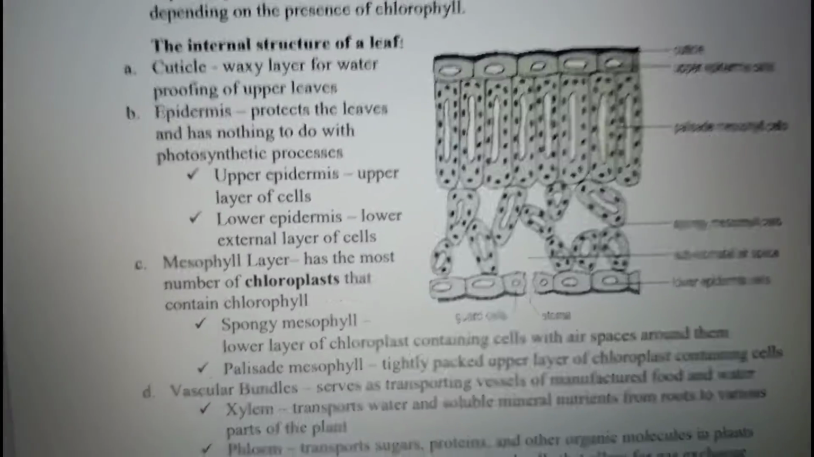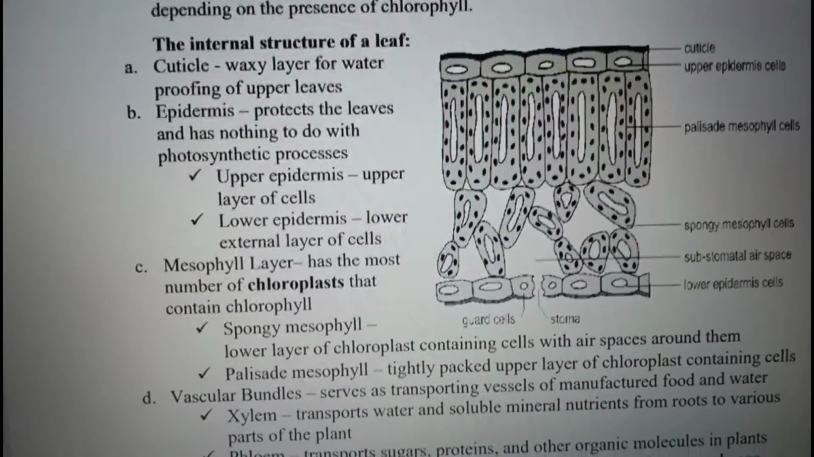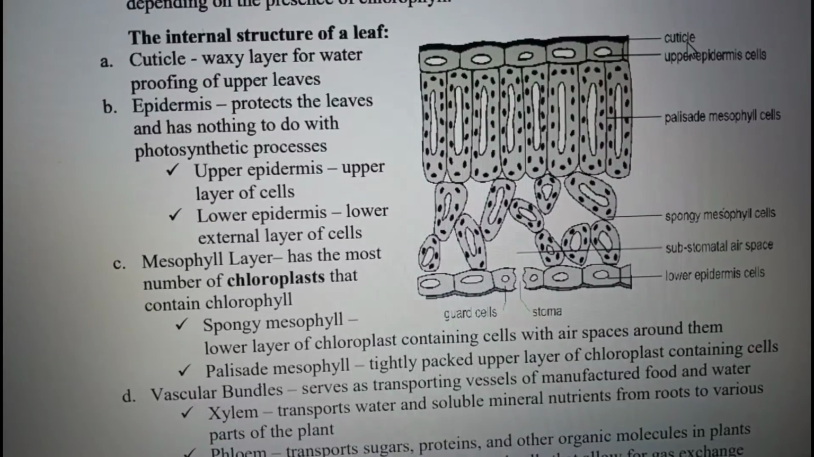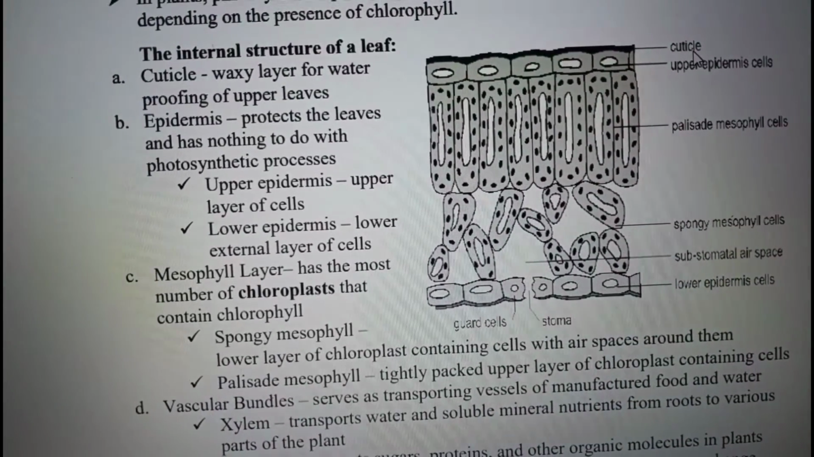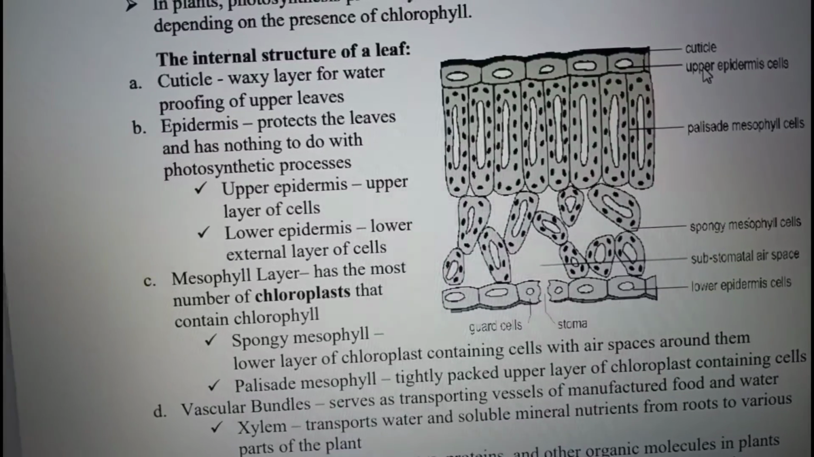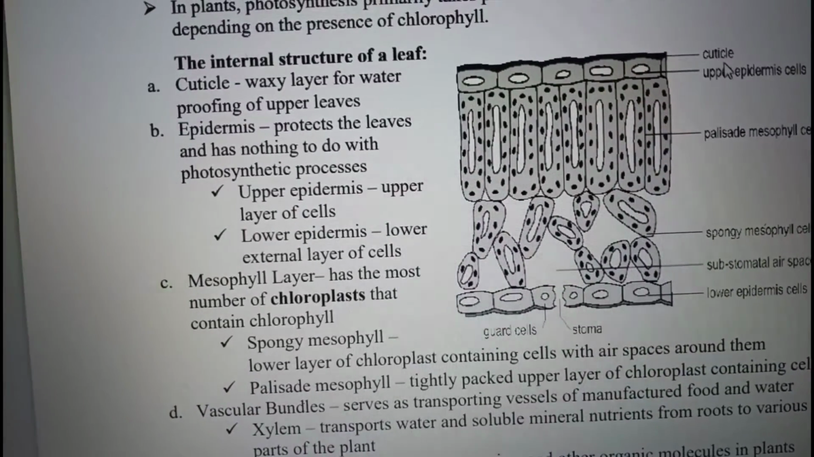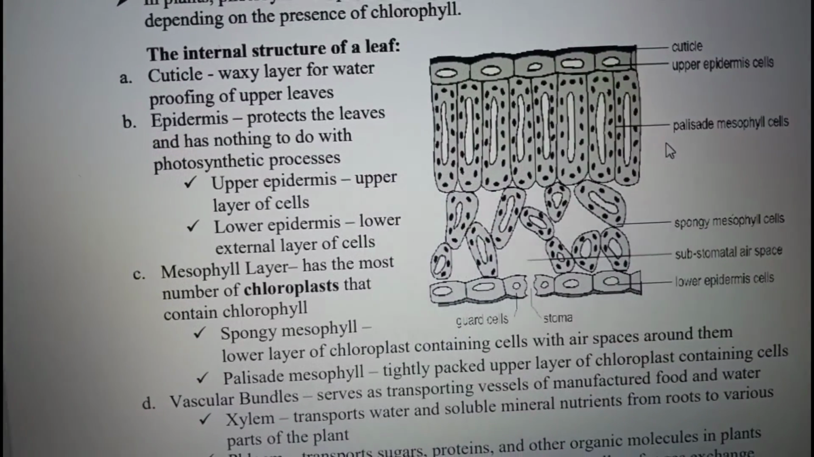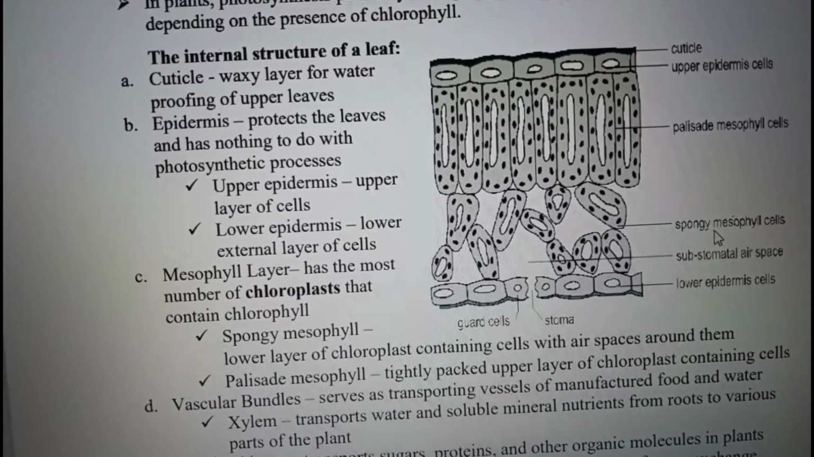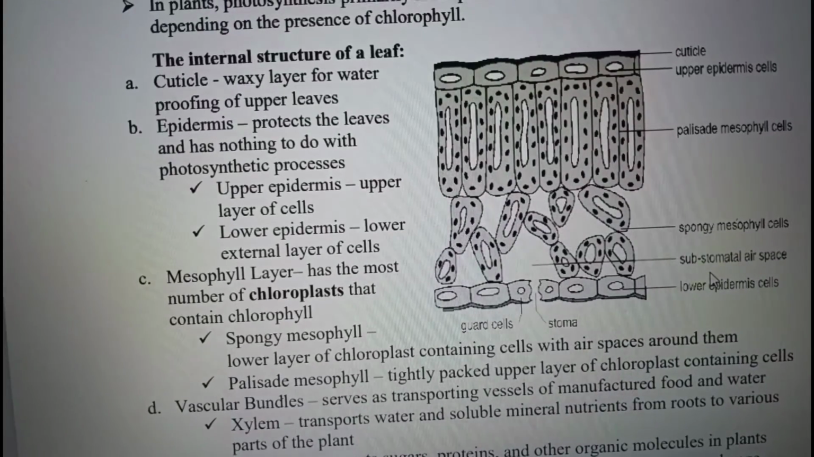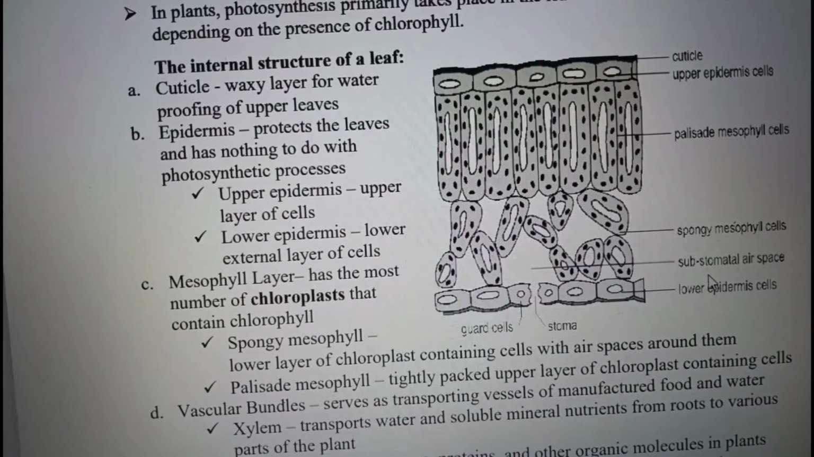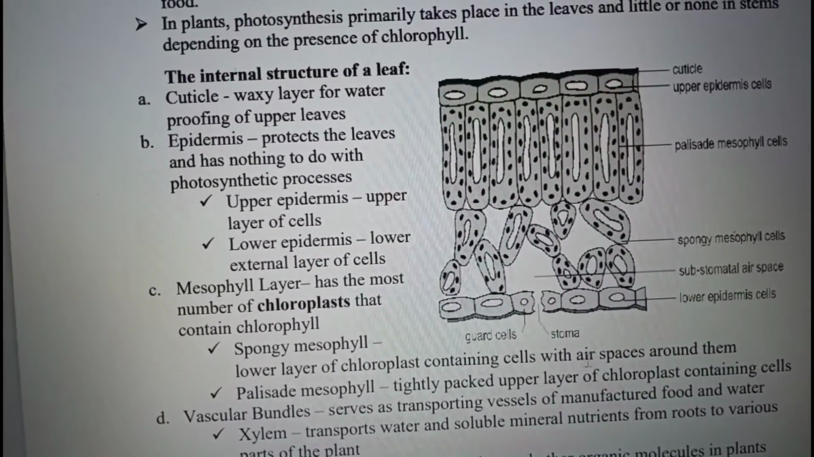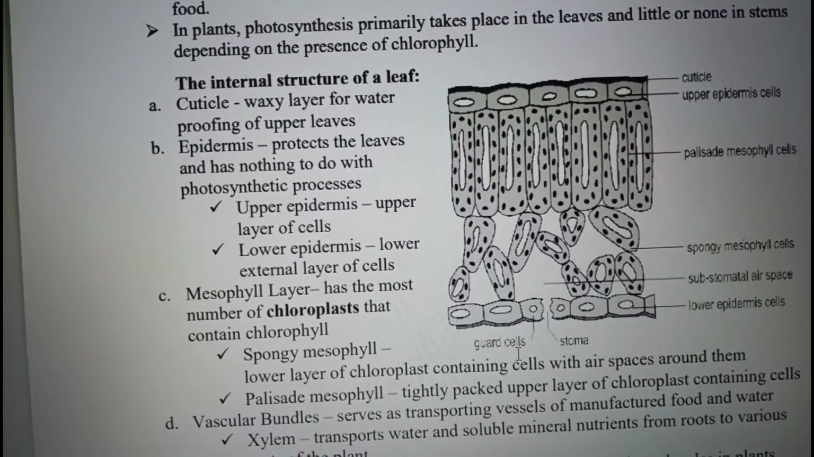So we have the cuticle, okay. So we have this one, okay. This is the cuticle, the different parts of the leaves, the internal structure of the leaf: the cuticle, the upper epidermis cells, the palisade or the mesophyll cells, spongy mesophyll cells, the stomatal air space or stomata, the lower epidermis cells, the stomata or the guard cells.